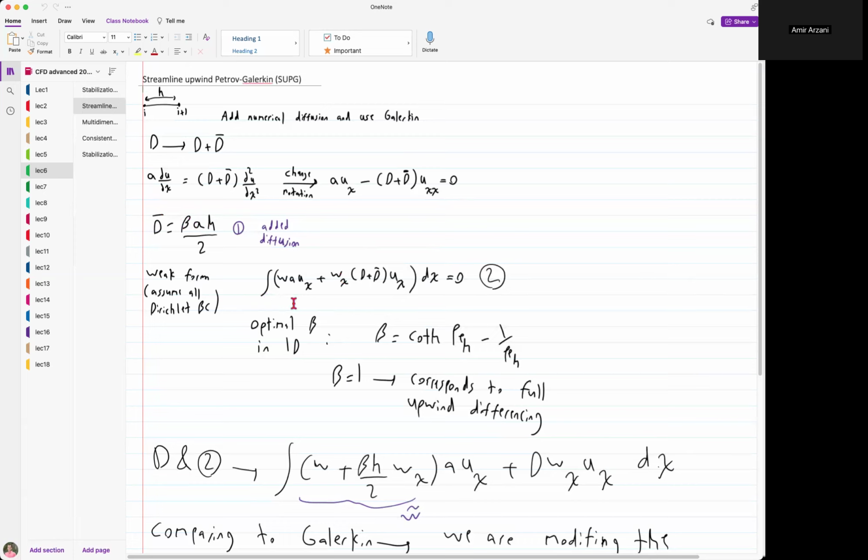Okay, so if I consider this equation, I can derive the weak form. So this is what we've done multiple times by now. I'm just doing integration by parts on the diffusion term, and I'm assuming all boundary conditions are Dirichlet, so I have no surface term here. So this is my weak form for this 1D equation.